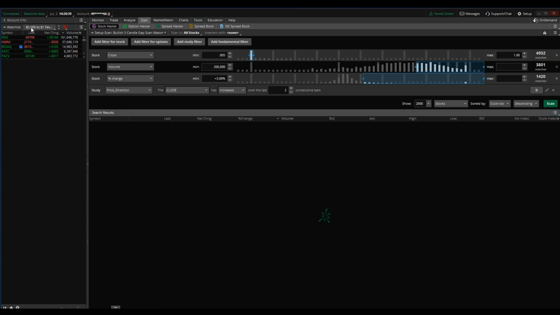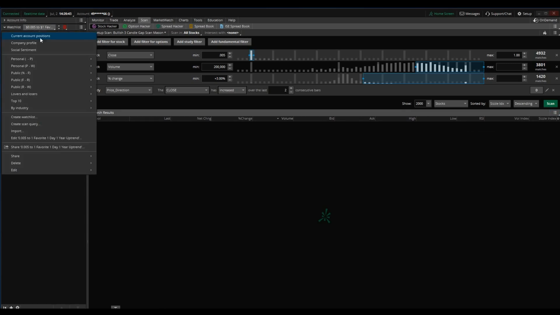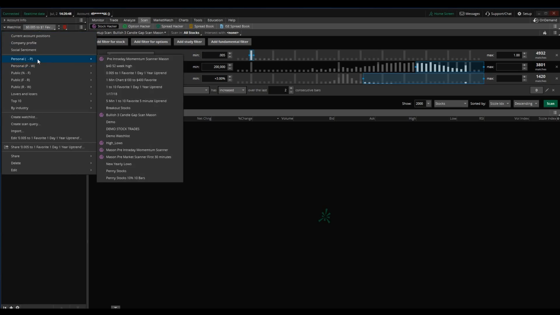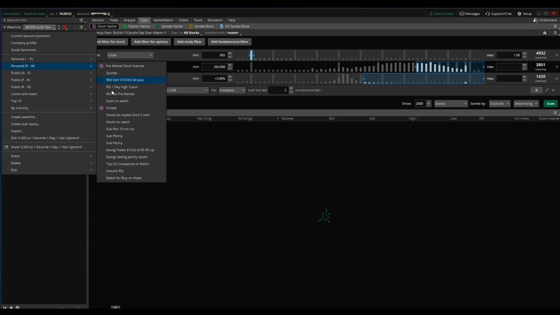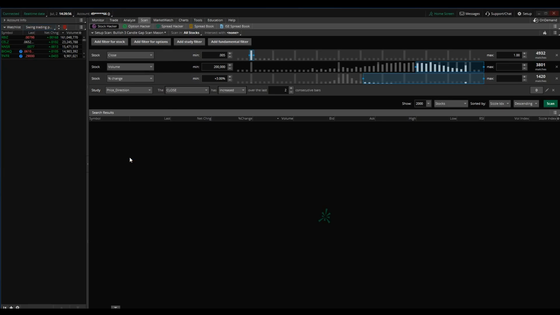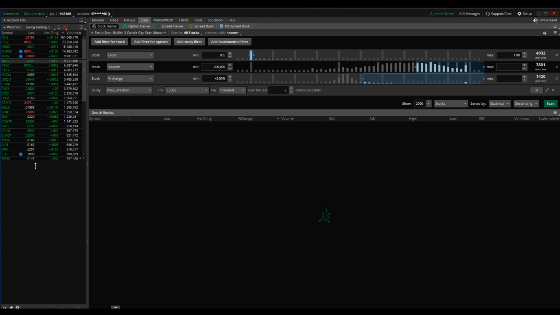And you can come over here to, if you already have a watch list up, you can just click on this. You'll come down here to where it says personal, and you will just find that one you just saved. So swing trading penny stocks. You'll click on that. It loads up over here, and I'm just gonna expand this a little bit more.